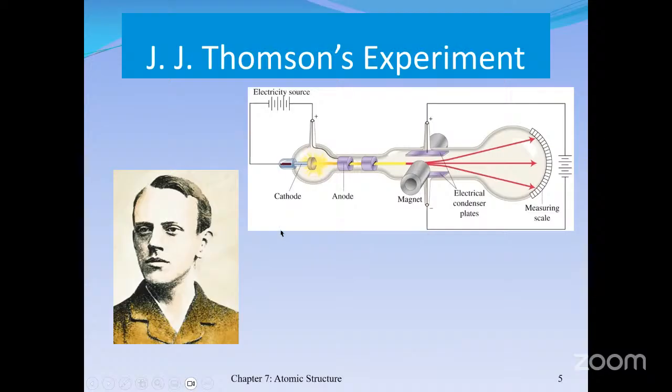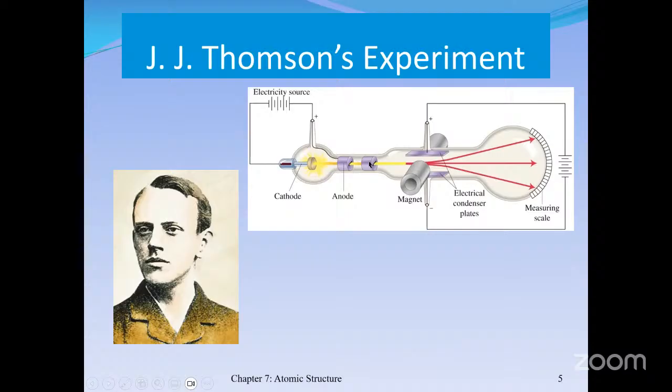So just to explain the different parts here. The entire tube is evacuated first, right? And then you have the cathode here, which is connected to the electricity source, and this here serves as an anode. But what he did was make a slit through the anode so that some of the stream of particles produced here will pass through as a beam.